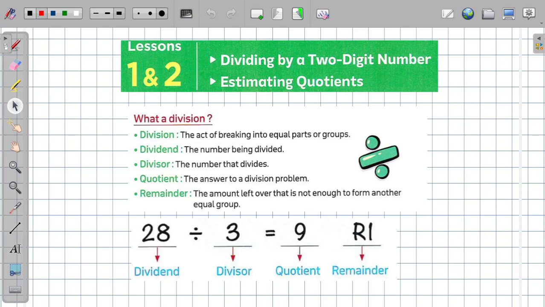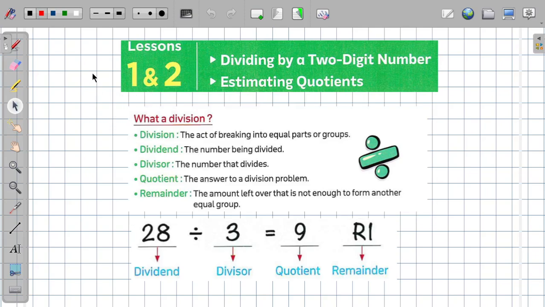Our lessons today are the first and second lessons of the fourth unit of our curriculum for the academic year 2024-2025. Today we will talk about the concept of division operation and how to define the parts of the division and its patterns. Then we'll know how to use the array model in the division operation to find the result, and after that we will estimate and find the result of any operation. Okay, so let's go.